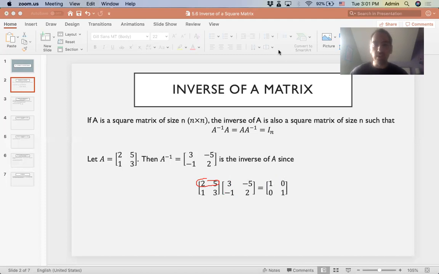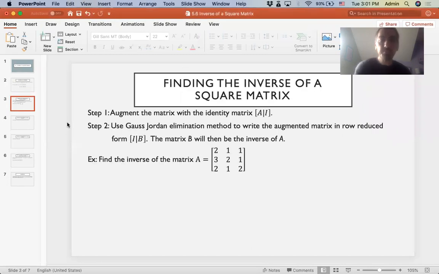Okay, if you repeat that throughout all of your rows and columns, you'll get this identity matrix. And since the product is the identity matrix, we say that [3, -5; -1, 2] is the inverse of that matrix A, [2, 5; 1, 3]. Okay, but now the question is, how do we find the inverse, right? We know when it's the inverse, but how do we find the inverse if we're just given the matrix A?